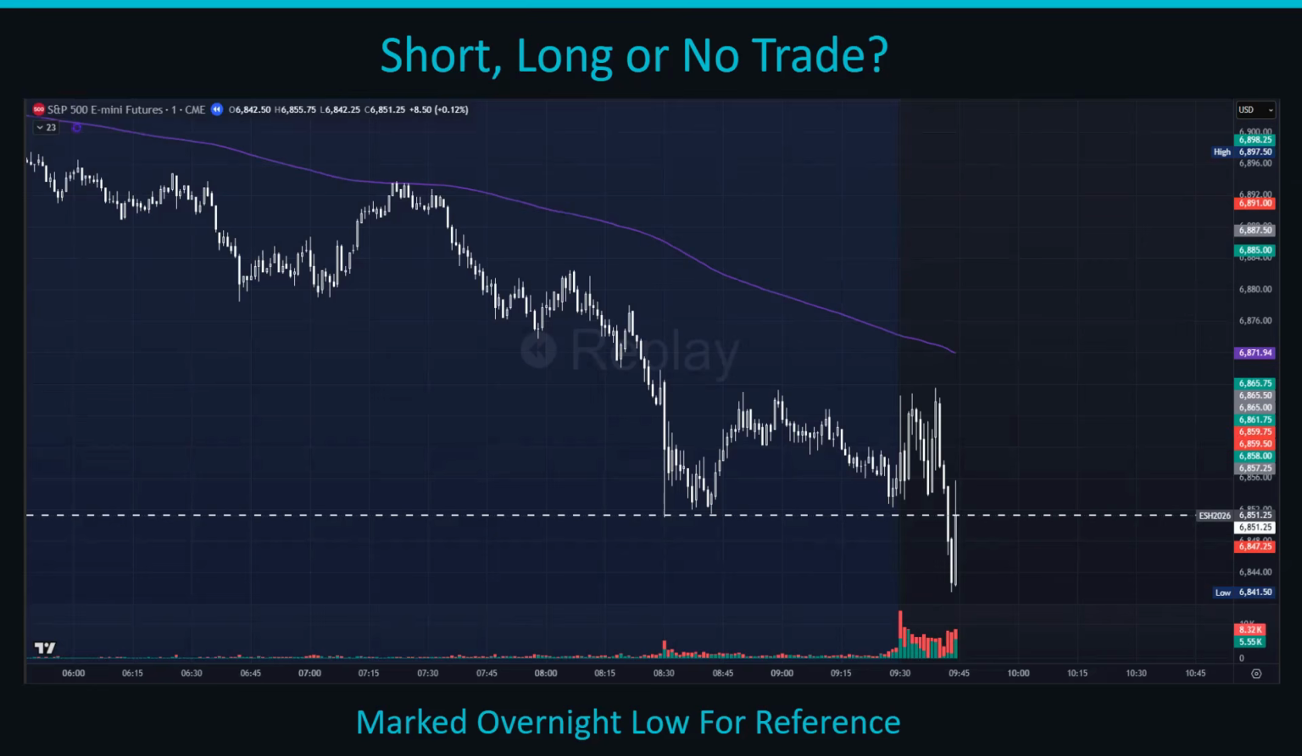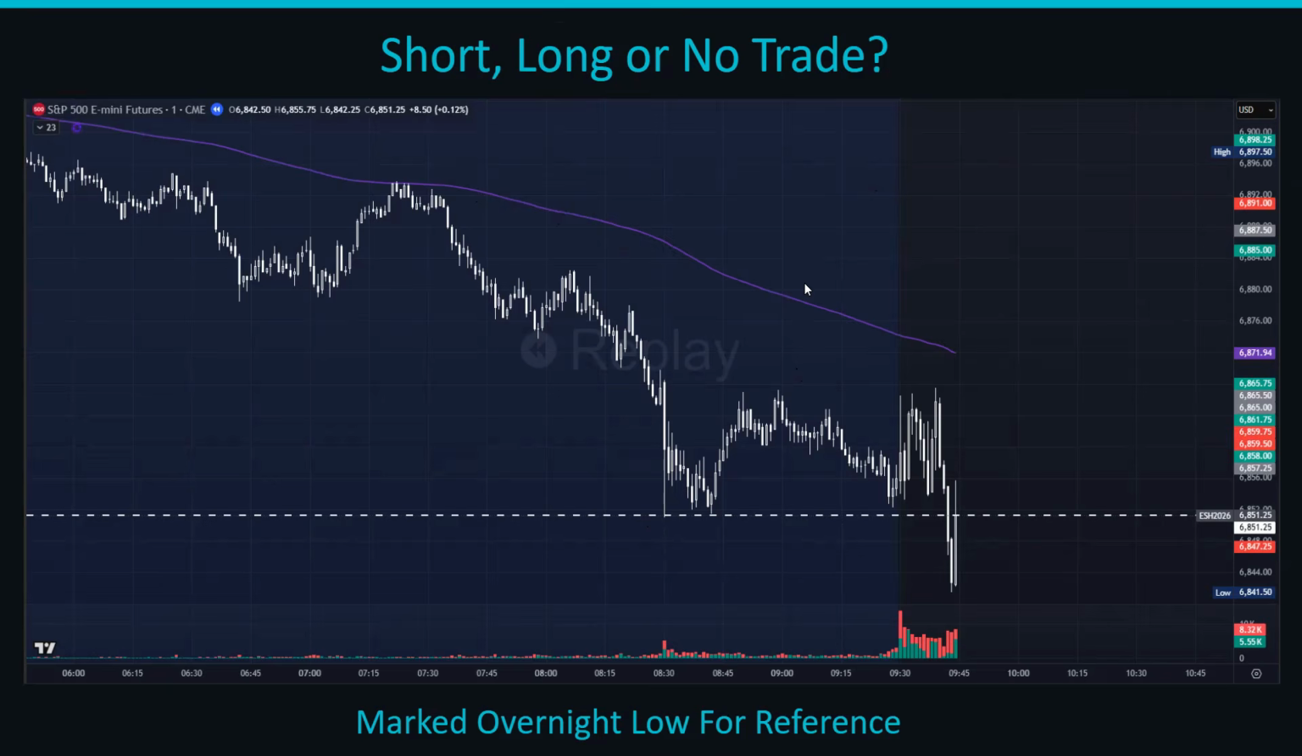Before we start, I have an interesting question for you. If you saw this chart, what would you do? Would you short, long, no trade? Just be honest. And for context, this is the pre-market low, and this is a 200-day moving average. Drop your thoughts in the comments, and we'll get back to the answer in a couple minutes.